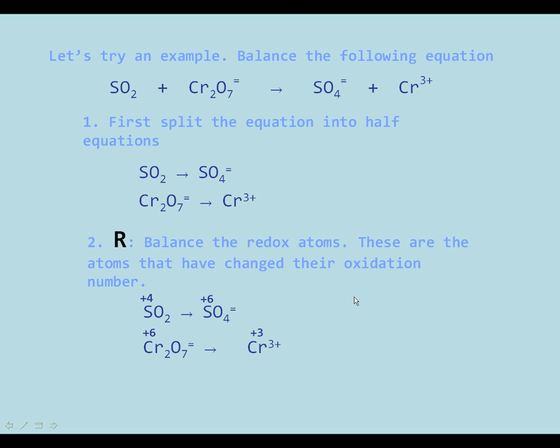Now, to balance the redox atoms, this means that there must be the same number of sulfurs on the left as there are sulfurs on the right. And in this half equation you can see there's one sulfur on the left and one sulfur on the right. So this half equation already has balanced redox atoms. In the second half equation, however, there are two chromiums on the left but only one chromium on the right. So to balance the chromiums we need to put a 2 in front of the symbol for the chromium ion. Now the redox atoms are balanced and we can proceed to the next step.